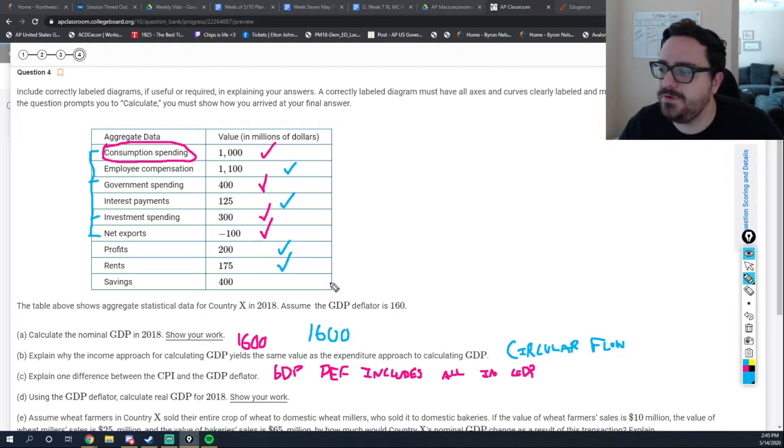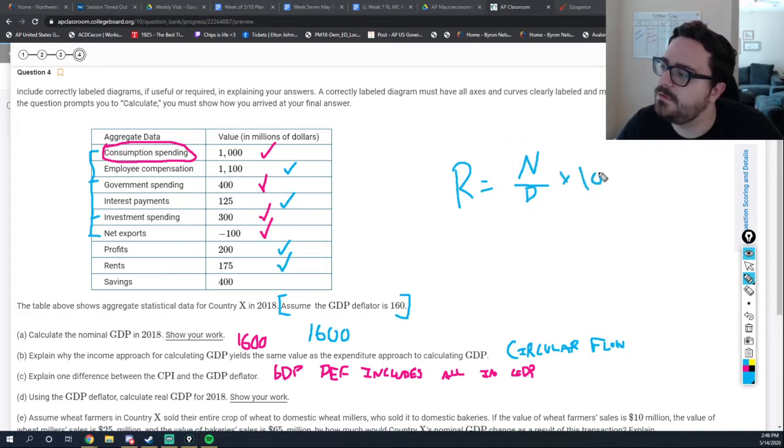Okay, using the GDP deflator, which if you're wondering, they told us right here. If you're like, wait, where the hell is the GDP deflator? Look, it's there. GDP deflator is 160. Using the GDP deflator, calculate the real GDP for 2018. Well, I have its nominal and I have its deflator. This shouldn't be that hard because real equals nominal over deflator times 100.